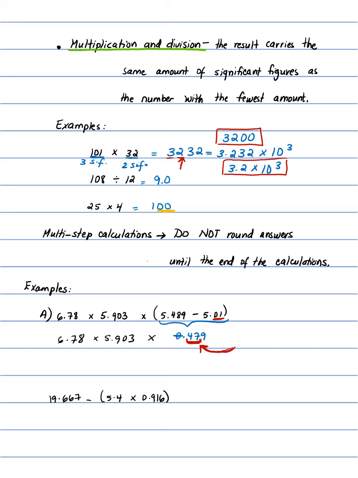Only two significant figures. So I'm going to do in the calculator 6.78 times 5.903 times 0.479. I'm not rounding that number, I'm using that number as it is, 0.479, but knowing that out of the 3, only 2 are actually significant. So I get 19.170700086. But out of all of that number, only 2 digits are significant. And the final answer for this problem is 19.